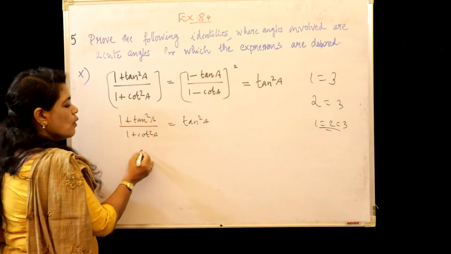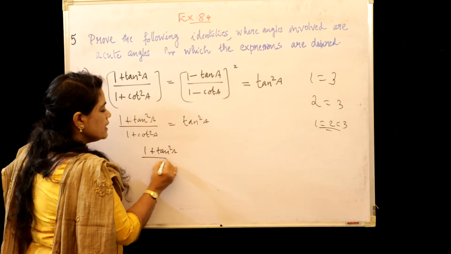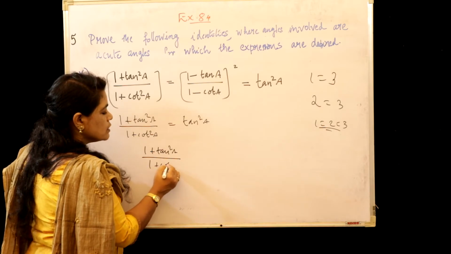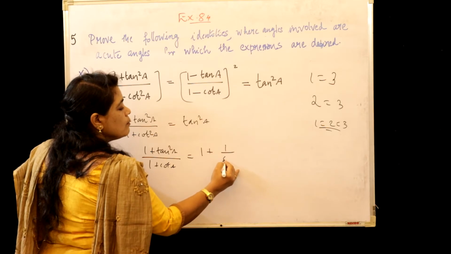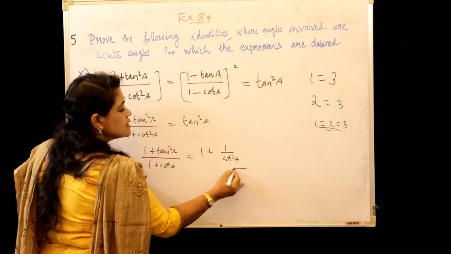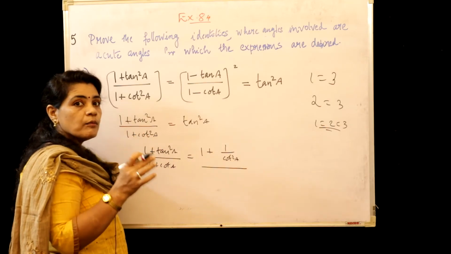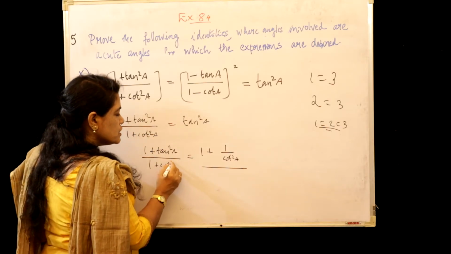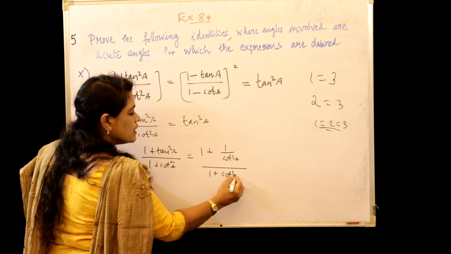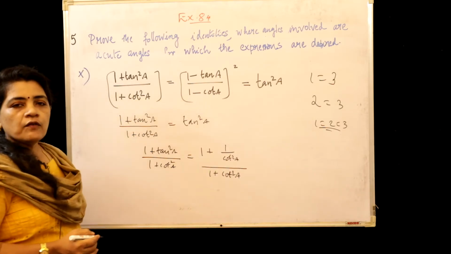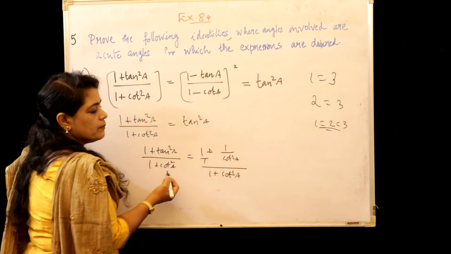So 1 plus tan square A divided by 1 plus cot square A equal to 1 plus 1 by cot square A, that is the reciprocal of tan square A is 1 by cot square A, and no change for the denominator, that is 1 plus cot square A. Now we are going to simplify, being connected by plus, cross multiplication.